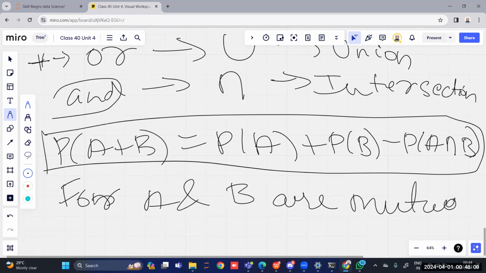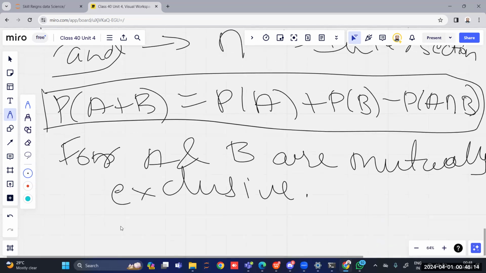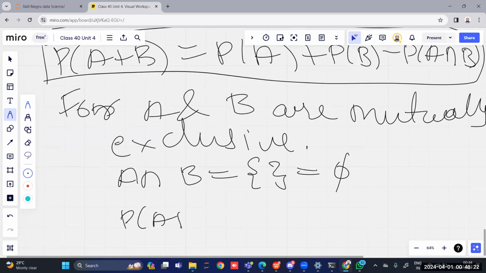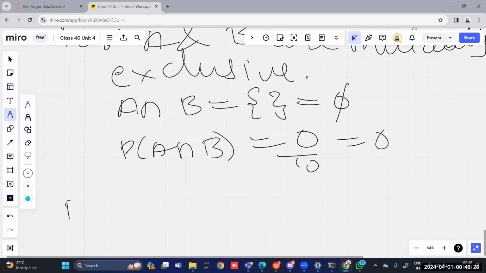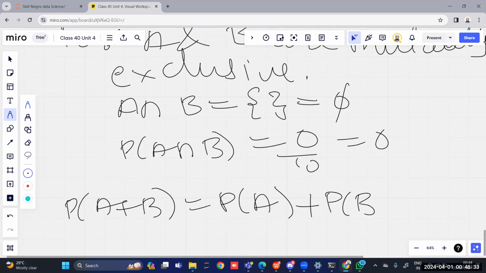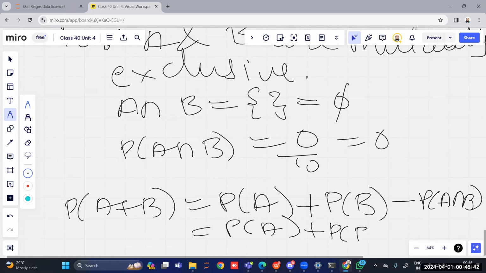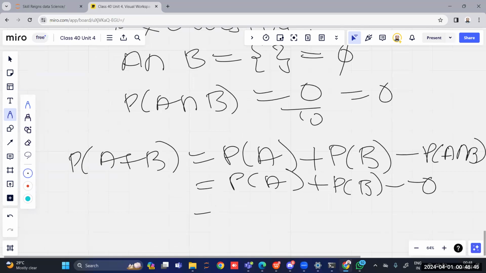if suppose they are mutually exclusive, then can we use this formula? I have told you it is general, so we can use this formula. Why can we use this formula? We know that A intersection B will be phi, yes or no? And probability of A intersection B will be phi, meaning 0 upon 10, meaning 0, yes or no? So we can directly write probability of A plus B equals probability of A plus probability of B minus probability of A intersection B. And you know what is the probability of A intersection B? It is 0. Minus 0, and 0 has no effect on the output.